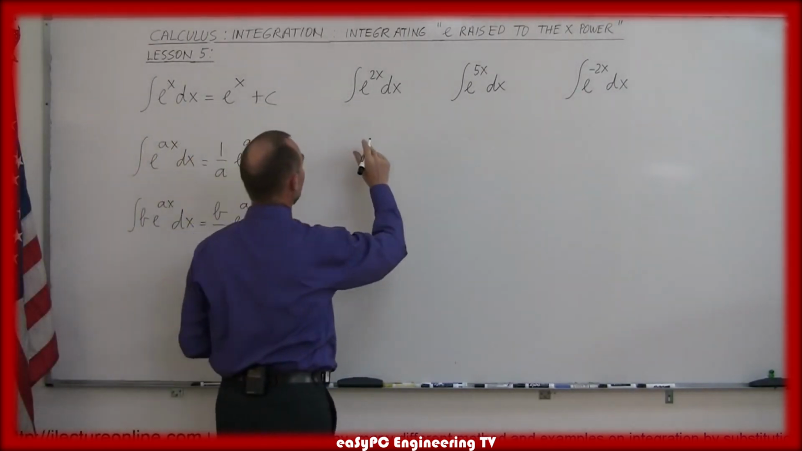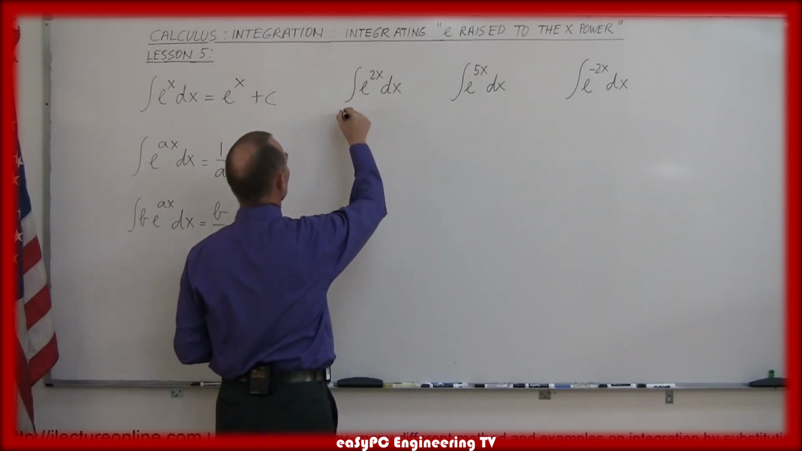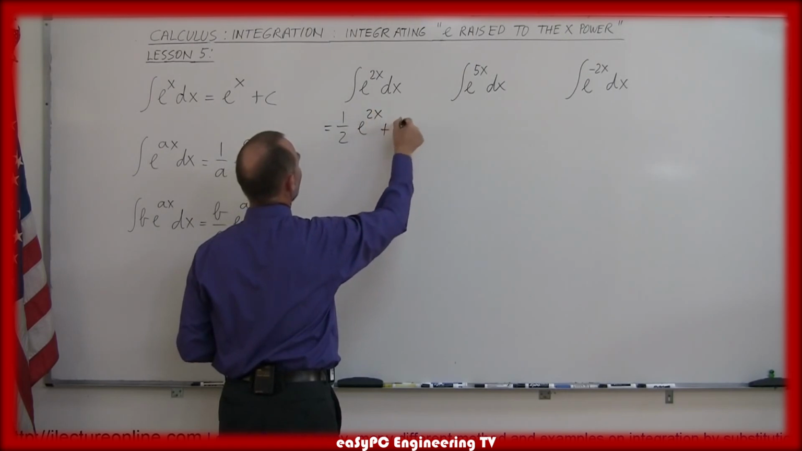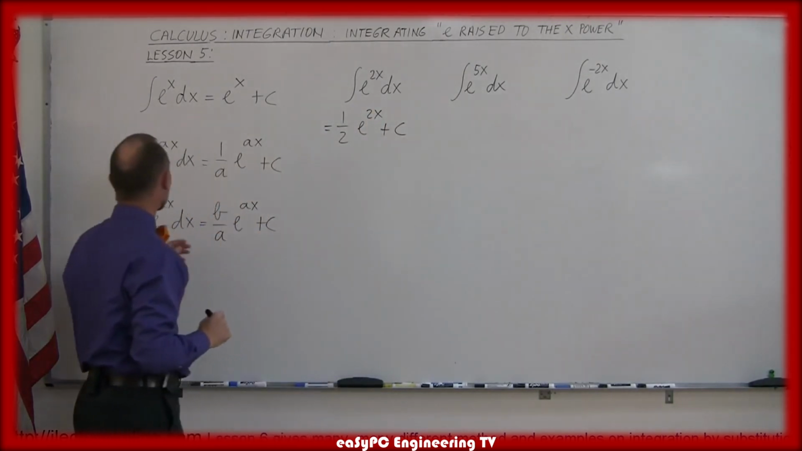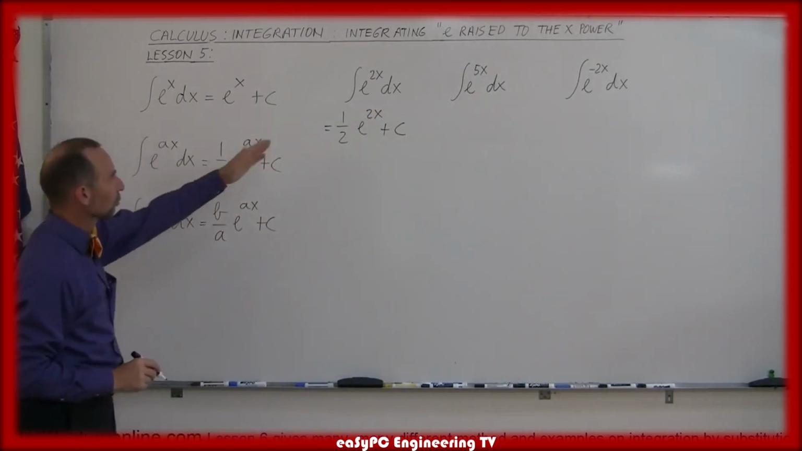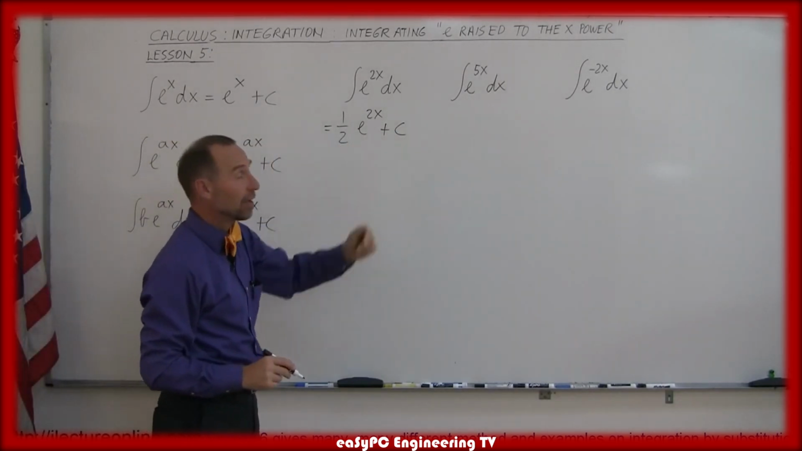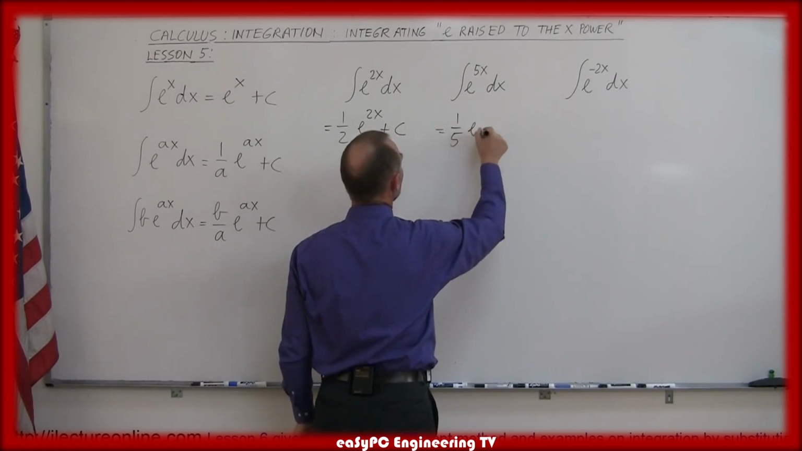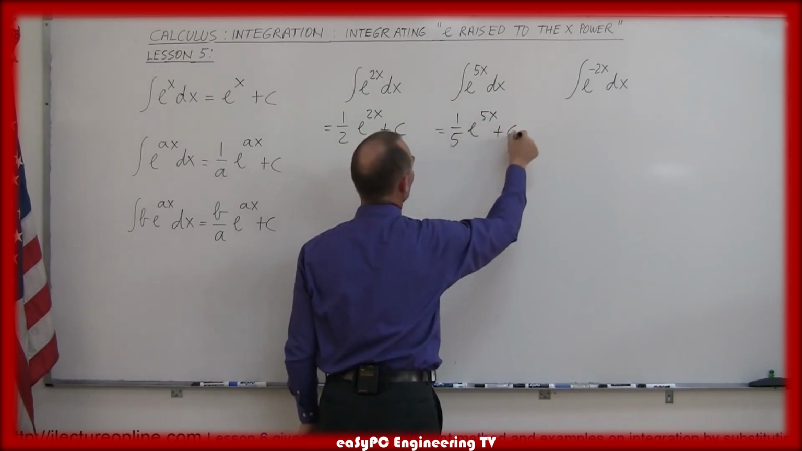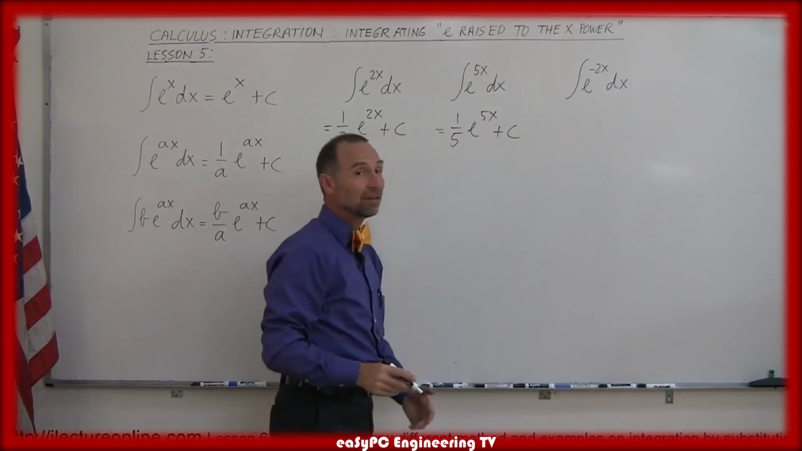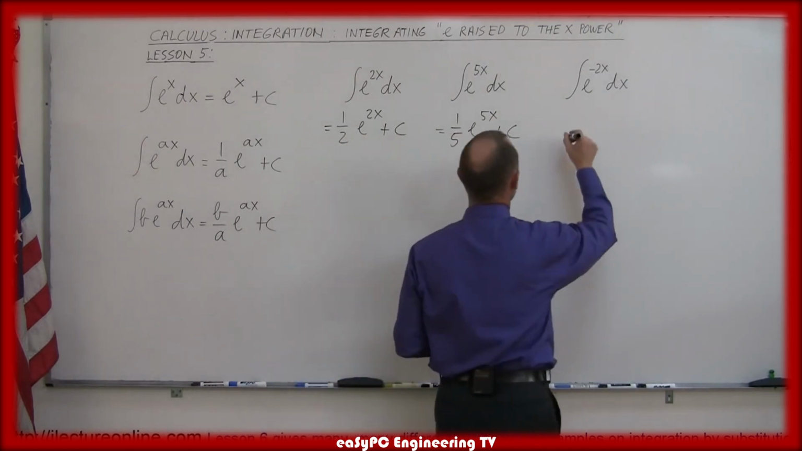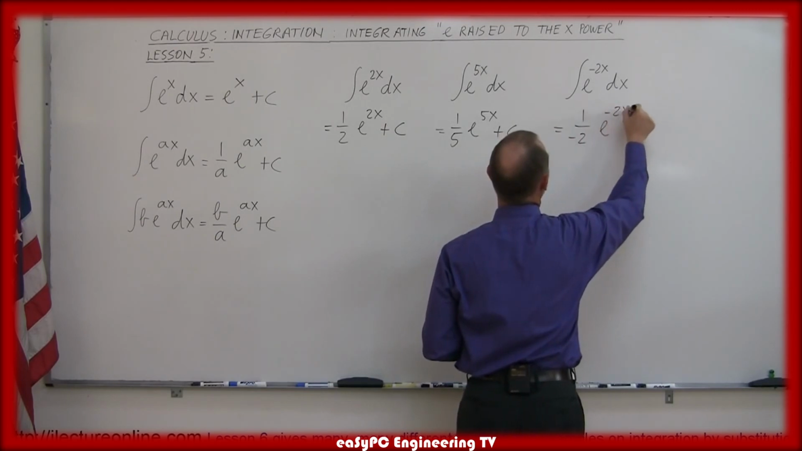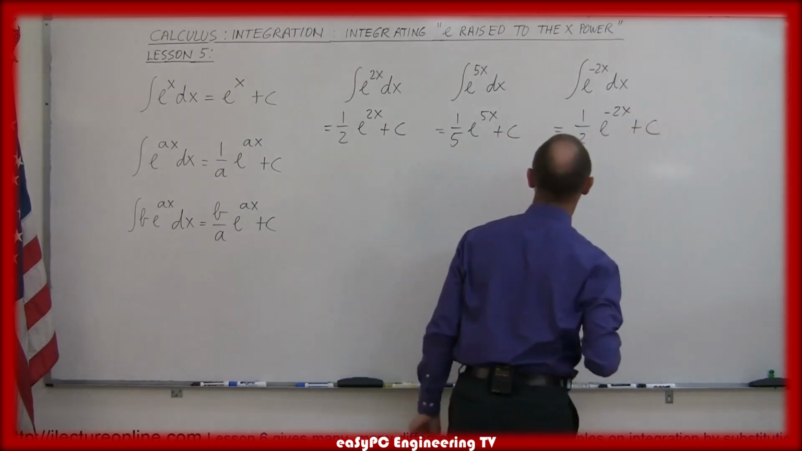So on the first one, e to the 2x dx, if we integrate, we get 1 over 2 e to the 2x plus a constant of integration. So just like if this was an a, it's 1 over a. If it's a 2, it's 1 over 2. If it's a 5, e to the 5x dx, that is equal to 1 over 5 e to the 5x plus a constant of integration. And finally, even if it's a negative exponent, the rule is exactly the same. It's 1 over minus 2 e to the minus 2x plus a constant of integration.